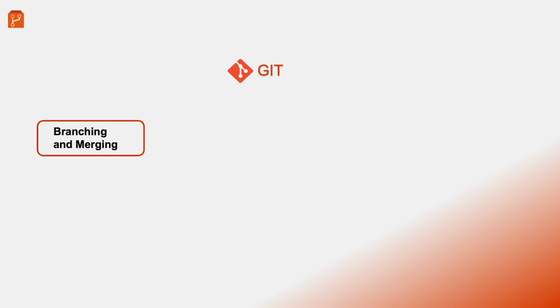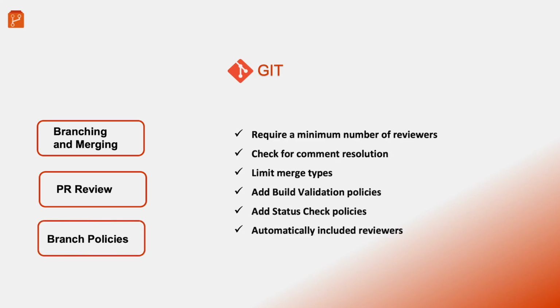Here is a list of features supported by Repos. Standard branching and merging, where you can create new branches and merge them back. Pull request feature is also supported, where developers can ask for reviews before merging the changes back to the main branch.